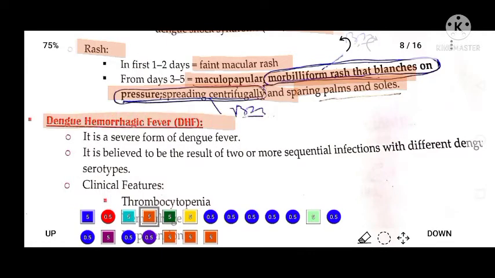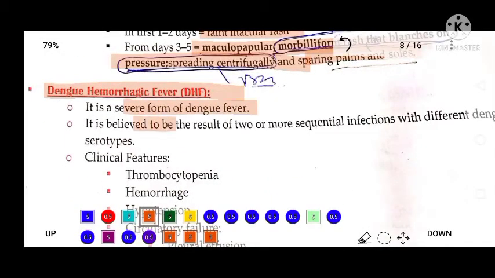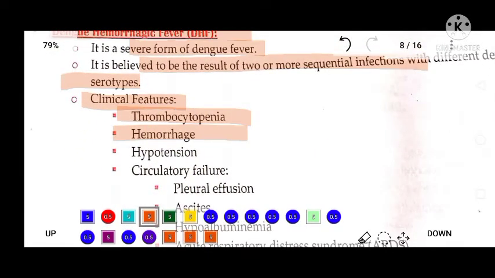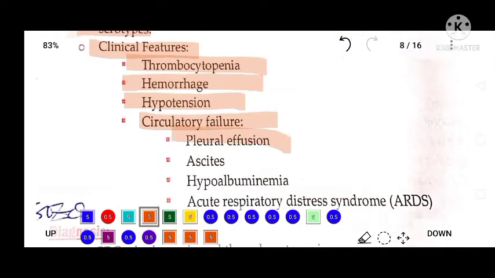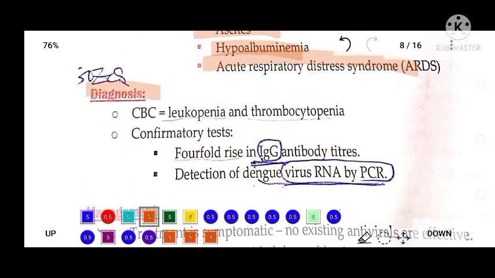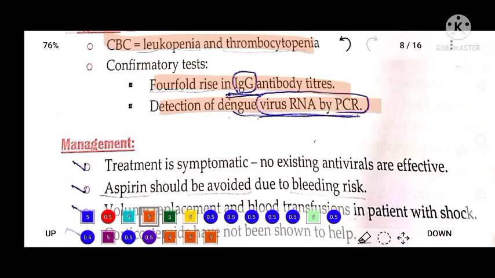Dengue hemorrhagic fever is a form of the disease with sequential clinical features like thrombocytopenia, hemorrhage, hypotension, circulatory failure, pleural effusion, ascites, hypoalbuminemia, and acute respiratory distress syndrome. Diagnosis is on the basis of CBC, which shows leukopenia and thrombocytopenia most commonly. Confirmatory tests are a fourfold rise of IgG antibody and detection of dengue virus RNA by PCR.